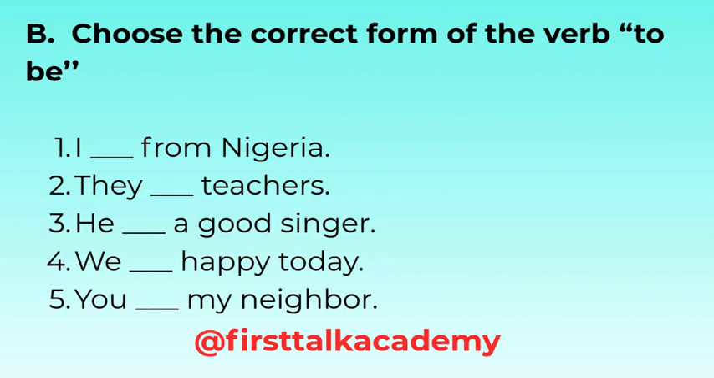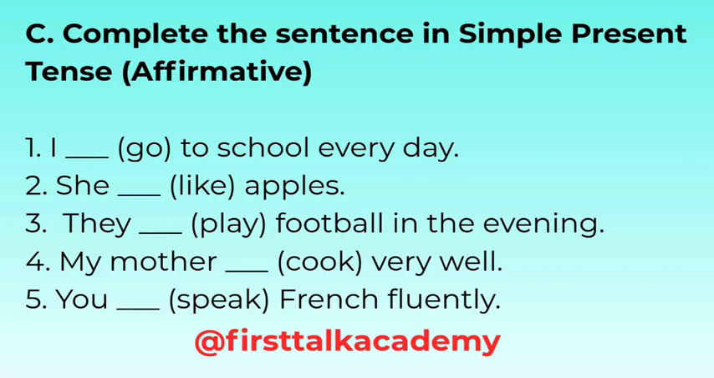Thank you for doing the practical exercise B. Here is the answer key. Choose the correct form of the verb to be. Number 1. I am from Nigeria. Number 2. They are teachers. Number 3. He is a good singer. Number 4. We are happy today. Number 5. You are my neighbor.